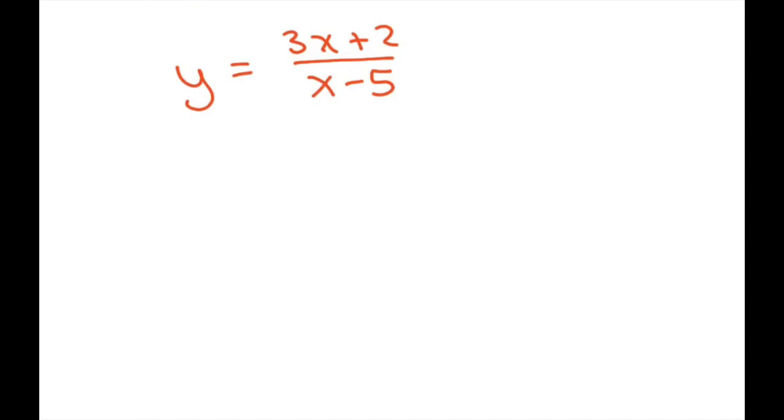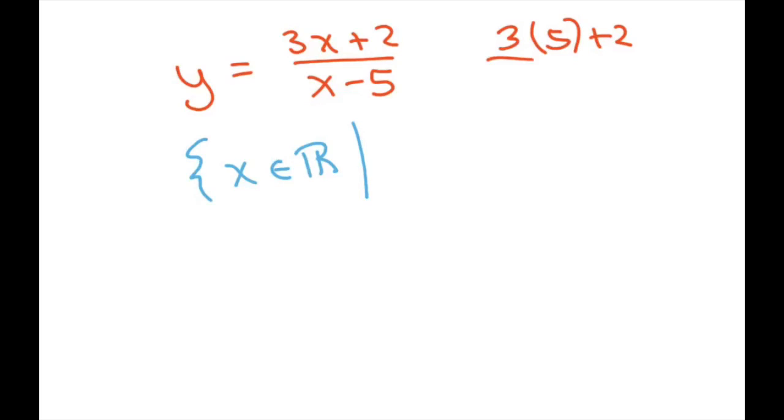All right, now in this one, we want it to be all real numbers. We do have a restriction here, though. It can be everything but one number. And the number it can't be is 5. Because if you have 3x plus 2 over x minus 5, let's just plug in 5 here. If I plug in 5, I get 3 times 5 plus 2 divided by 5 minus 5. That's going to give you 17 over 0.